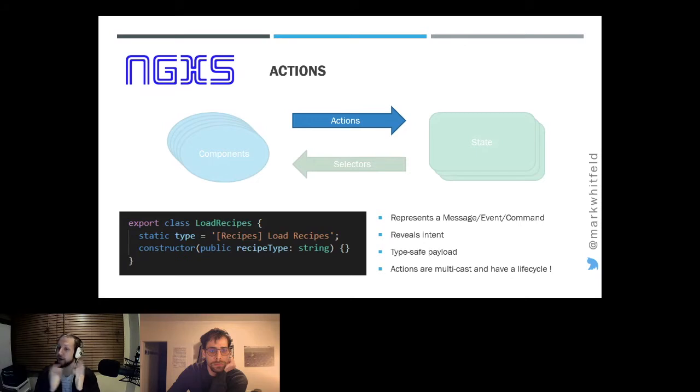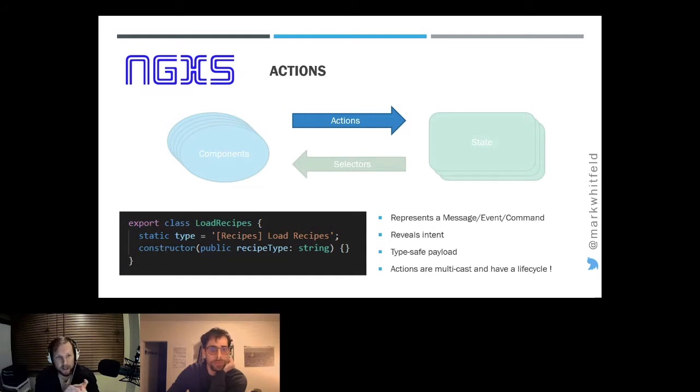There's no action creators. There's no object literals. Guess what a class is? It's just a constructor function. So that's what we're using, and that's what Angular does. Your action represents your message or your event or your command in your application. Basically something that's happening or happened or something that you want to communicate within your application.